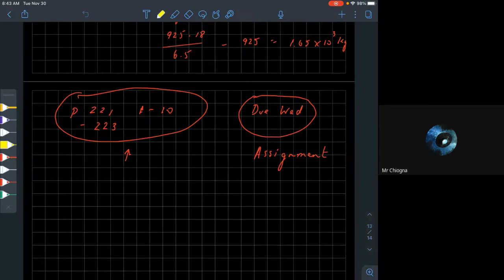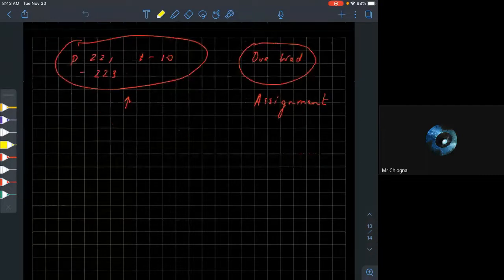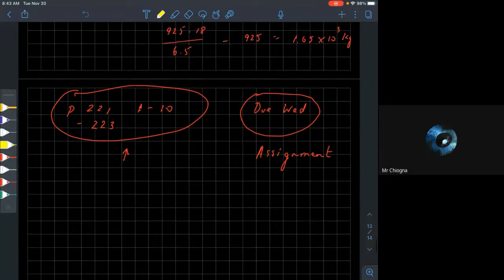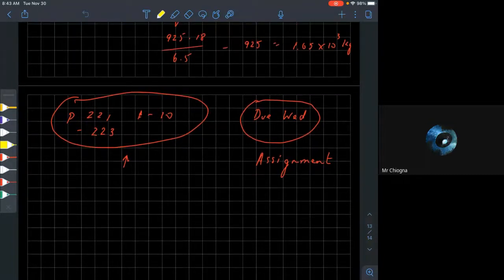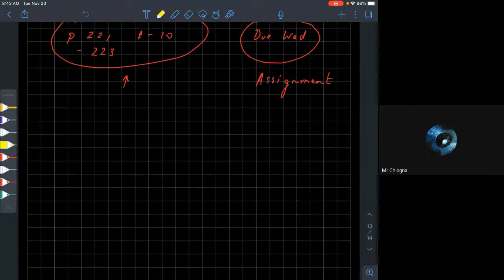Okay, let's go over two-dimensional momentum. Mr. C. I'm going to go over the problems in your workbook. So you can turn to page 224. I'm going to go over that. Just read over the example problem, page 224.